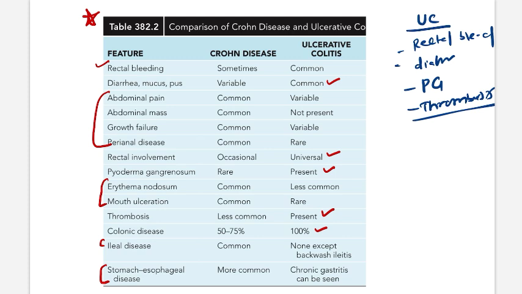The rest of the things, like abdominal pain, abdominal mass, growth failure, perianal disease, erythema nodosum, mouth ulceration, stomach and esophageal disease, and ileal disease, are more common in Crohn's disease. Just go through this important table once again and you will remember all of these, and this is very important.